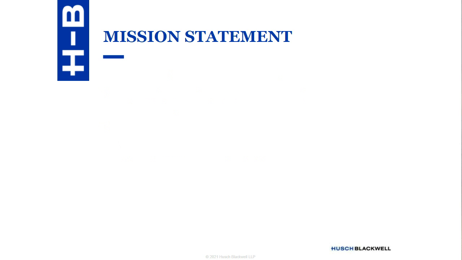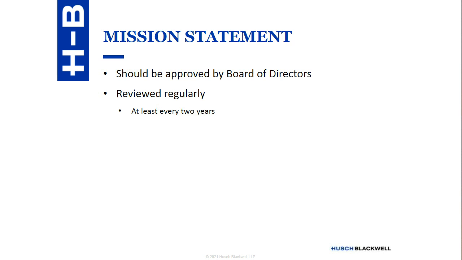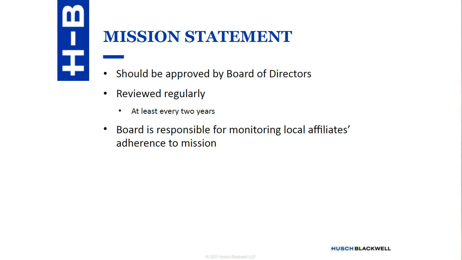So best practices say that an organization should have a mission statement, which should be approved by the board of directors and reviewed regularly. Again, best practices say at least every 2 years. The board is responsible for monitoring this mission, including if there are local affiliates, to make sure that there's not mission drift, especially where you've got a large organization with a number of affiliates. That can happen over time.